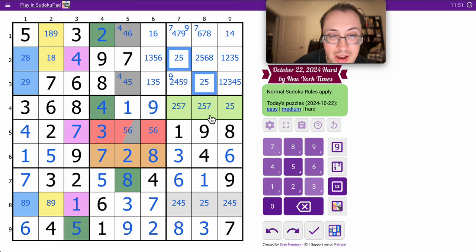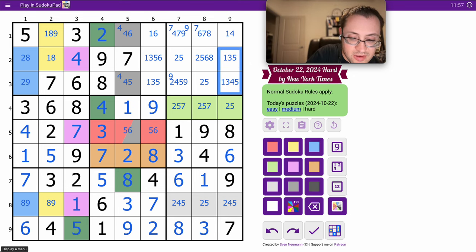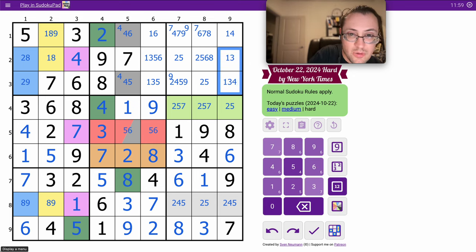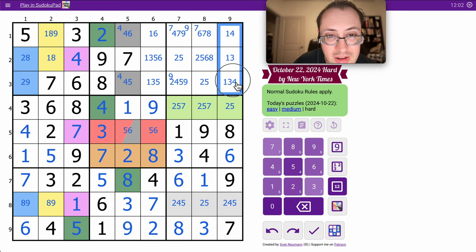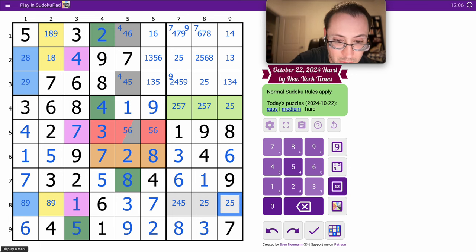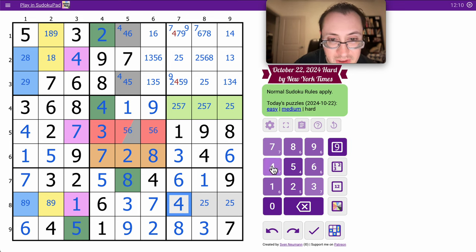I get an offset 2, 5 here. So, either these are 2 or 5. That gives a 1, 3, 4 triple in column 9. So this can't be 4. Therefore, 2, 5 makes that 4. 2, 5 turns this into a triple, as noted.